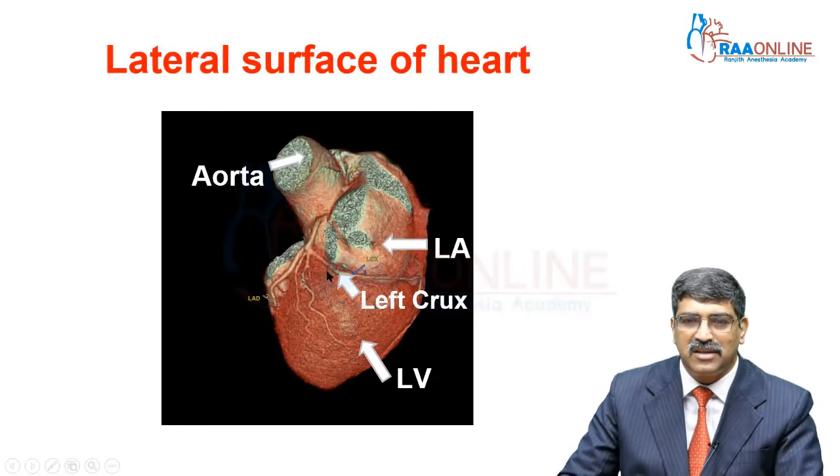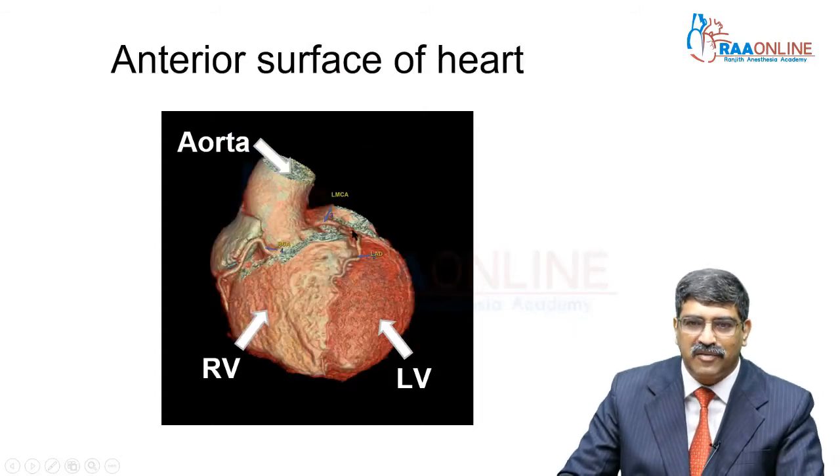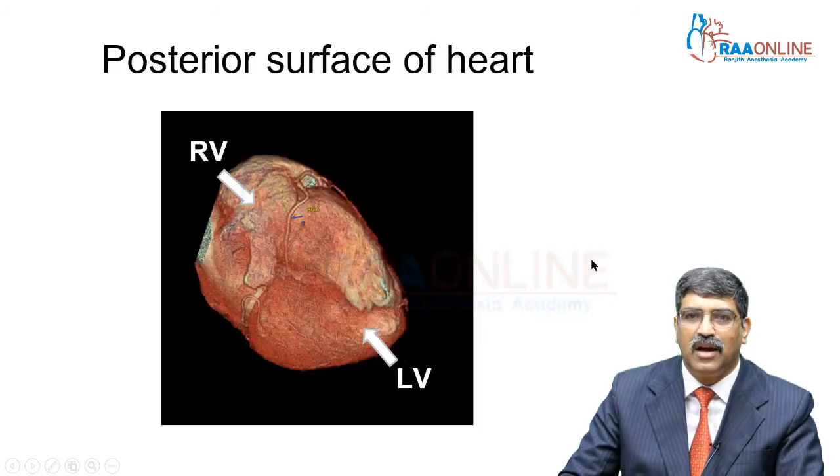Here you can see the obtuse marginal artery supplying the lateral part of the left ventricle. If you look at the lateral surface, you can see the obtuse marginal vessel and the circumflex going in the left crux between the left atrium and the left ventricle. If you look at the anterior surface, you can see the left anterior descending artery descending in the interventricular groove between the right ventricle and the left ventricle. And if you look at the posterior surface, you can see the right coronary artery in the posterior interventricular groove between the right ventricle and the left ventricle.